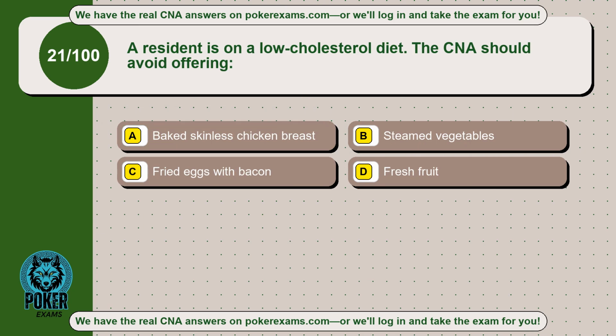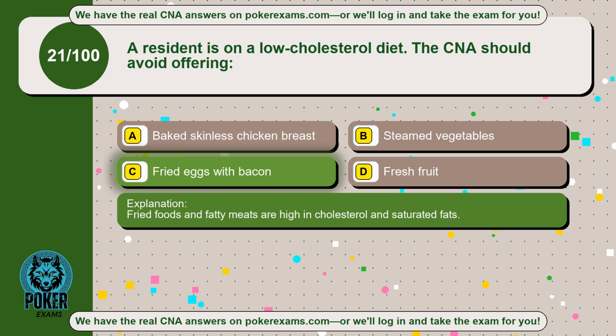Question 21. A resident is on a low cholesterol diet. The CNA should avoid offering: Option A, baked skinless chicken breast. Option B, steamed vegetables. Option C, fried eggs with bacon. Option D, fresh fruit. The correct answer is option C. Fried eggs with bacon. Fried foods and fatty meats are high in cholesterol and saturated fats.